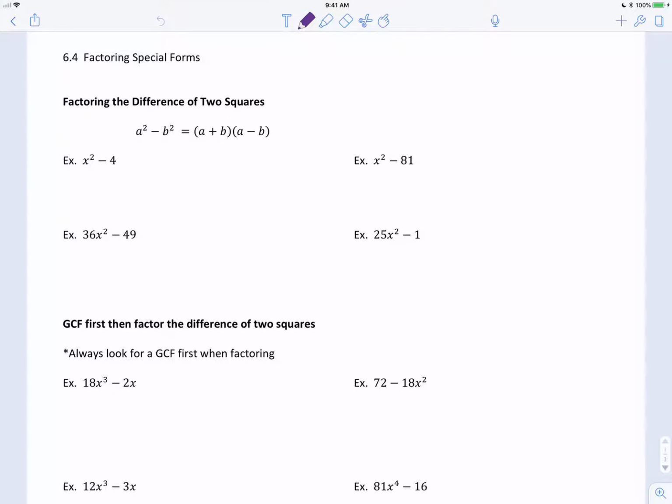There are a few special forms when we are factoring that we just want to keep in mind when we are trying to factor these polynomials, and we're going to go over those today.